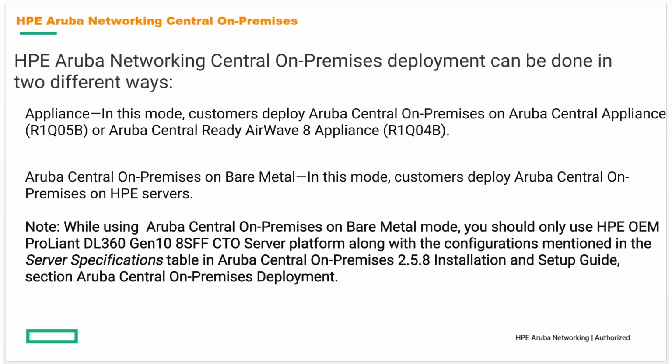HPE Aruba Networking Central on-premises can be deployed in two ways. Appliance: in this mode, customers deploy Aruba Central on-premises on the Aruba Central Appliance, R1Q05B, or the Aruba Central Ready or Wave 8 Appliance, R1Q04B. Bare metal: in this mode, customers deploy Aruba Central on-premises on HPE servers. Note: while using bare metal mode, you should only use the HPE OEM ProLiant DL360 Gen10 8 SFF CTO server platform along with the configurations mentioned in the server specifications table in the installation and setup guide.